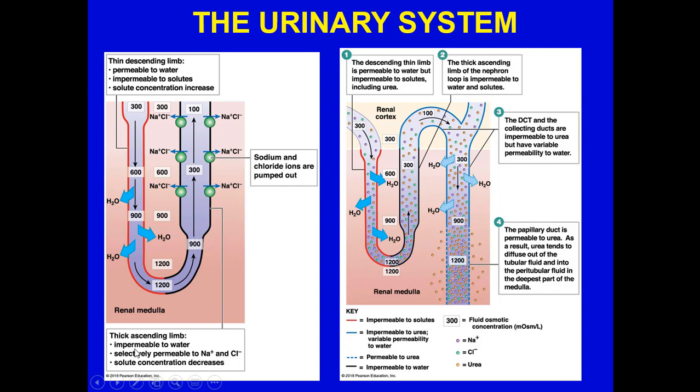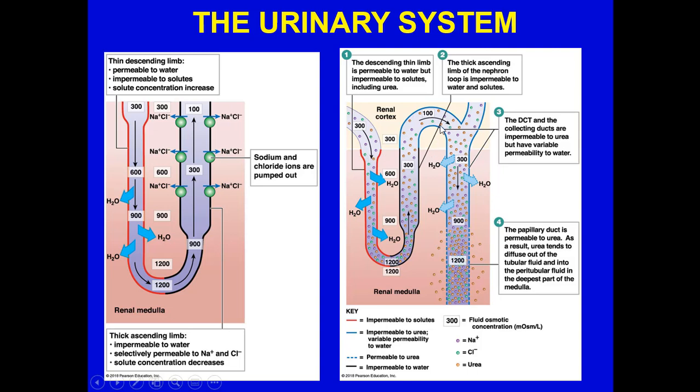the thick ascending limb is impermeable to water. So you're not going to have any more change in the water, but it's selectively permeable to sodium and chloride. And so now you start seeing the pumping out of the solutes, sodium and chloride. And so the osmolarity decreases again, gets back up to about here, 100. When you're about here, you're now dealing with the DCT, if you notice over here. But they have a variable permeability to water. And that permeability, hint, hint, is controlled by antidiuretic hormone. But we'll get more into that in a minute.